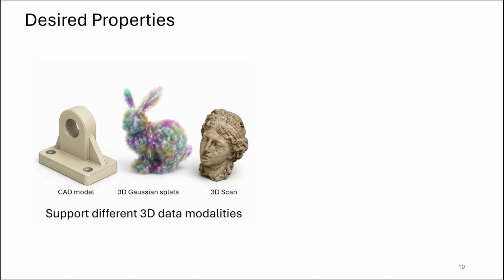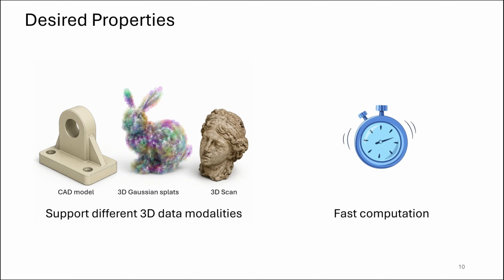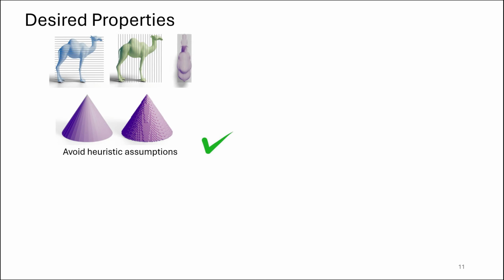We also want to develop methods that support different 3D modalities, such as 3D models, 3D Gaussian splats, or 3D scans, because in the generative AI area, geometry does not always come in mesh form. And we also want the computation to be fast. So how can we build an algorithm for convex decomposition that achieves all of these goals?